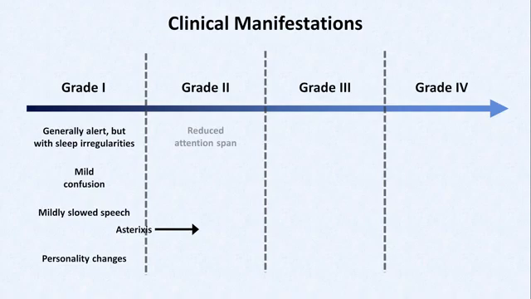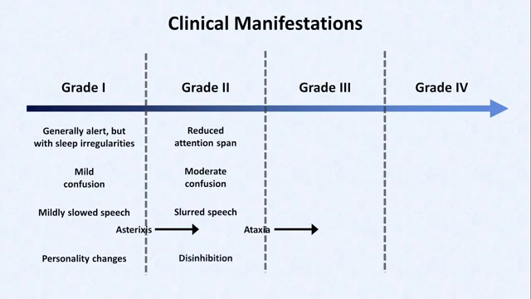In grade 2, attention span becomes reduced, which can be picked up with tasks such as calculating serial 7s or the animal fluency test. Patients will have moderate confusion that can be picked up within a few minutes of conversation. Speech will be slurred, and they may be exhibiting some ataxia. As they approach grade 3, walking without assistance may no longer be safe. These patients may also exhibit disinhibition by saying or doing things that are socially inappropriate and out of character for them.